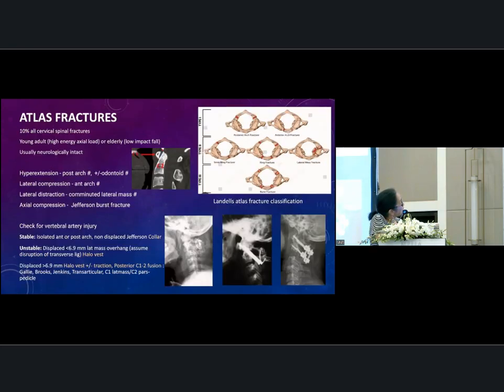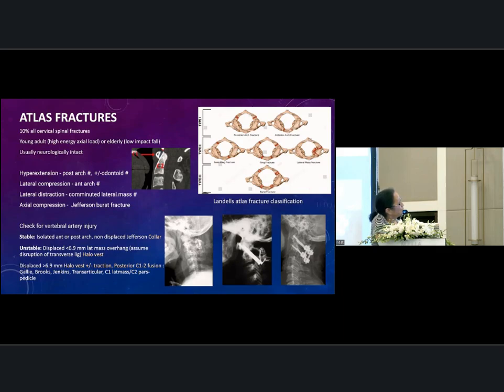So C2 fractures are also not uncommon. Usually young adults in motor vehicle accidents or the elderly having a low impact fall, they're usually intact. There are 3 types in the commonest classification, and they're usually associated with different mechanisms of injury. So a hyperextension injury usually gives a posterior arch fracture. There might be an accompanying odontoid fracture.